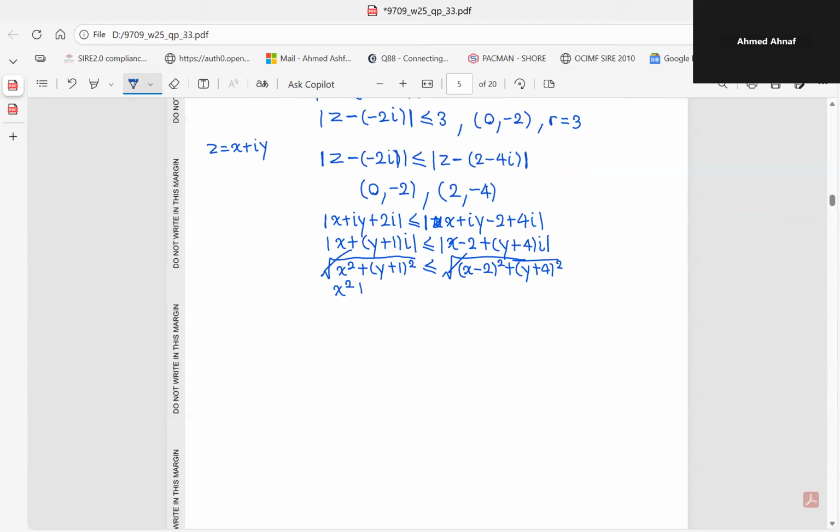So we get x squared plus y squared plus 2 times y times 2, you get plus 4y, plus 2 squared, less than or equal to, for this one, x squared minus 2 times x times 2, which is minus 4x, plus 2 squared, which is 4, plus y squared, plus 2 times 4 times y, you get 8y, plus 4 squared, which is 16. So let's see any common terms. We cancel them out. So y squared, you cancel. x squared, you can cancel.